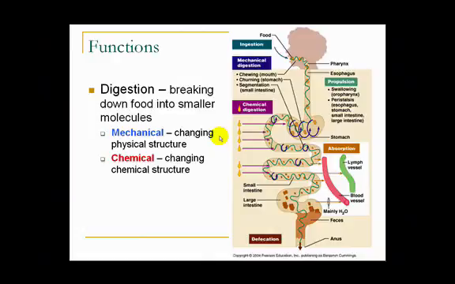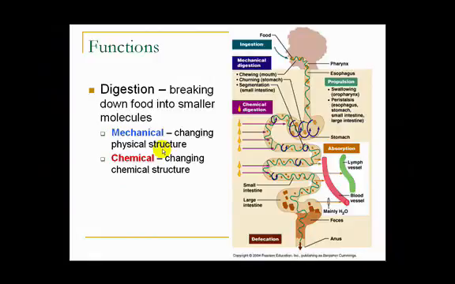Alright, the digestive system obviously is to digest, and the definition of digestion is to break down food into smaller molecules. Now there's two different ways you can break food down. You can mechanically change the food, and that we call mechanical digestion, or you could chemically change the food, and that's called chemical digestion. The difference is, in mechanical digestion, you're changing the physical structure of the food. So say you had a solid piece of bread you take in, and you start chewing it. When you chew it, you're breaking that piece of bread into smaller pieces. That would be mechanical because you're not chemically changing the structure. You're taking the bread and breaking it into smaller pieces.